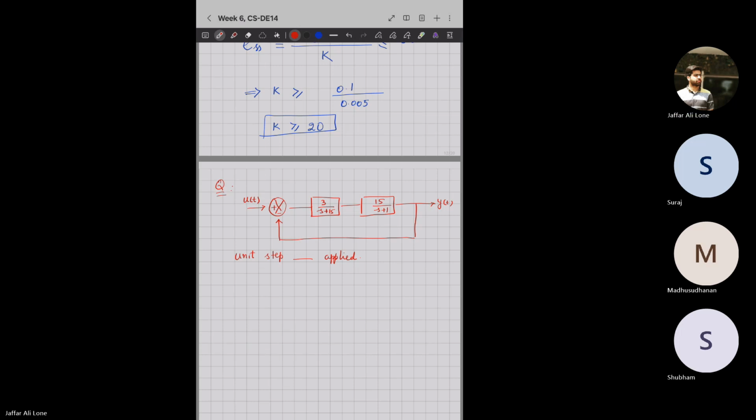So find the steady state error. Everybody please solve it. I'll give you options: 25%, 75%, 6%, 33%. Please solve it, everyone.